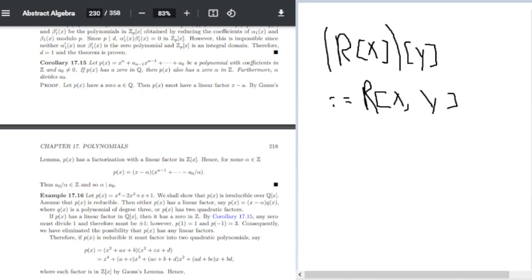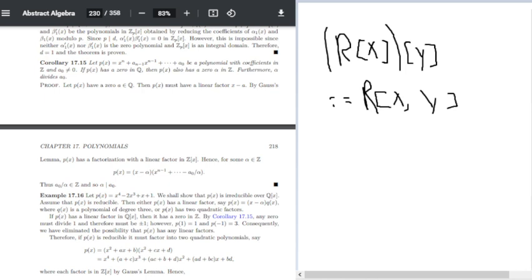Proof. Let p of x have a 0 a in Q, then p of x must have a linear factor x minus a. By Gauss's lemma, p of x has a factorization with the linear factor in Z[x]. Hence, for some alpha in Z, p of x equals x minus alpha times x to the n minus 1 plus on and on minus alpha naught over alpha. Thus, alpha naught over alpha is in Z, so alpha divides alpha naught. Oh my gosh, okay.